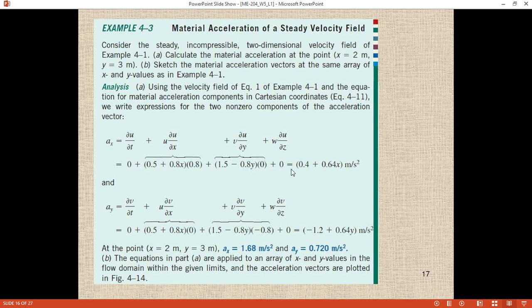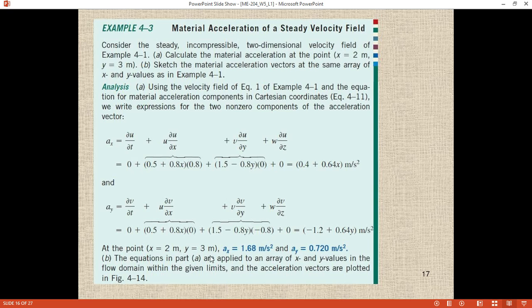When we solve it, finally we end up with ax equals 0.4 plus 0.64. Now the y component of acceleration we open up in the same way, insert the values, and finally we get this value. So at the point x equals 2 and y equals 3, what is the value of ax and what is the value of ay? I put the value of x equals 2 meters and got the acceleration, and I put the value of y here and got the acceleration in the y direction.